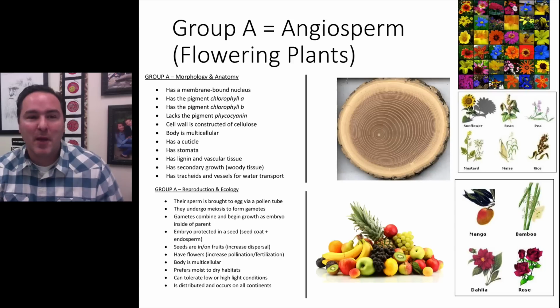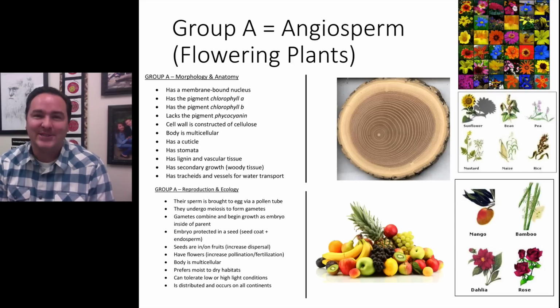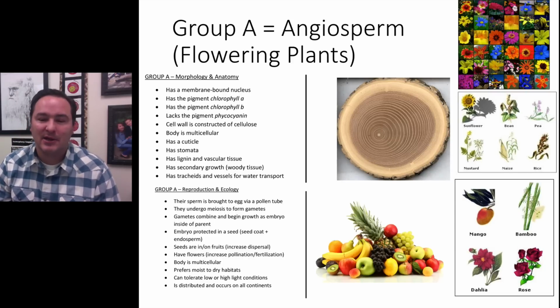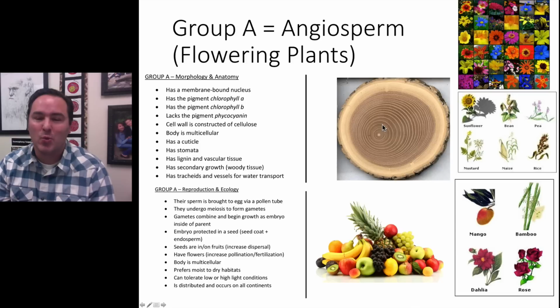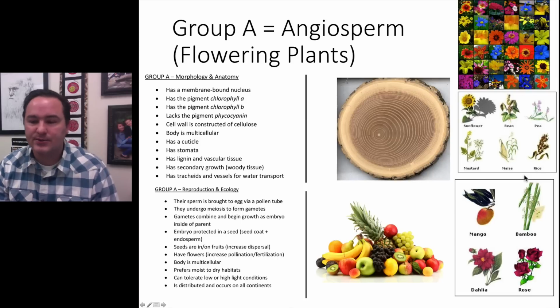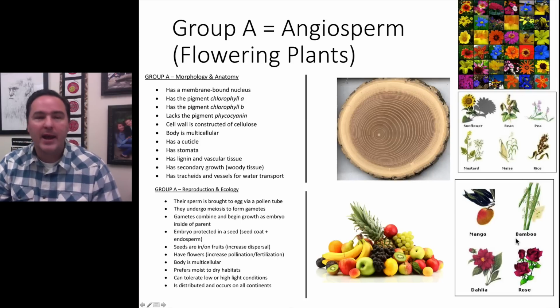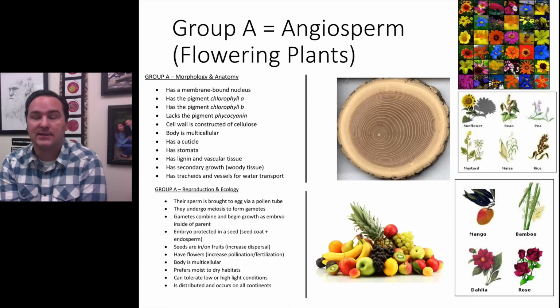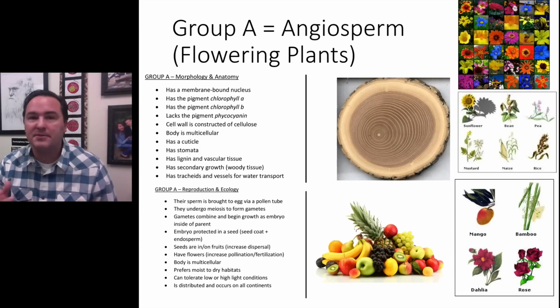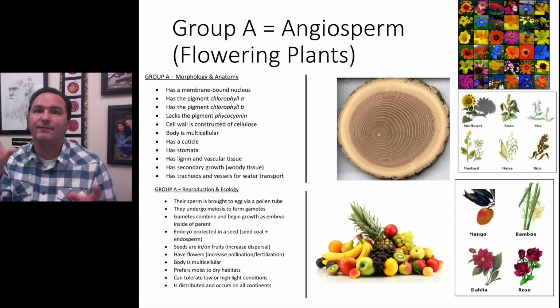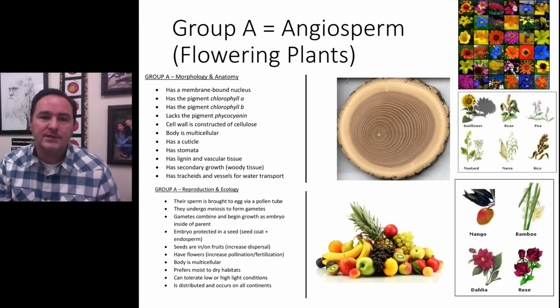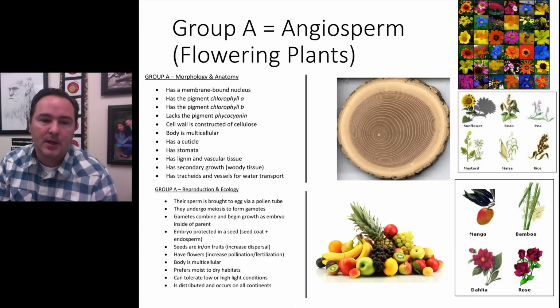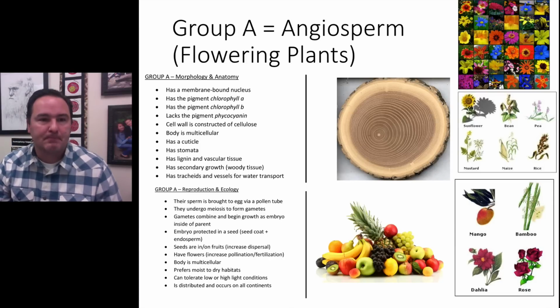Well, Group A equals angiosperm. These are the flowering plants. These are the plants that you're most familiar with. So you saw the wood chunk here, all of the fruits and vegetables, all of the flowers, sunflowers, beans, peas, mustard, maize, rice, mango, bamboo, anything else that produces a flower, even if the flower is really small. Grasses and rice and these types of things also produce flowers. They're just not big showy flowers. But these are the flowering plants, the angiosperms. That's what Group A was.